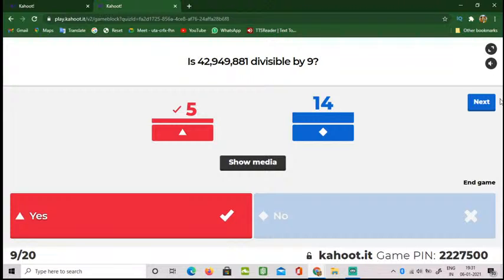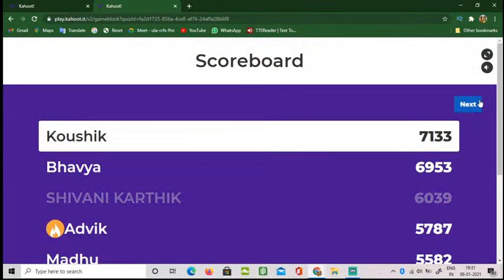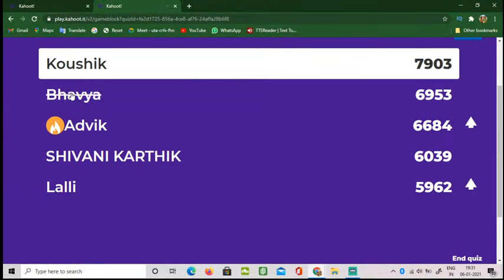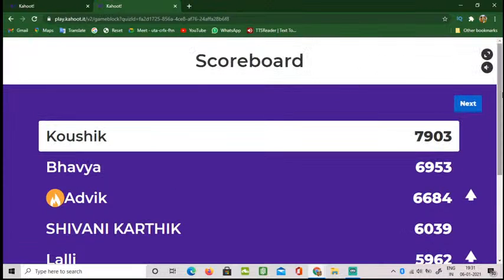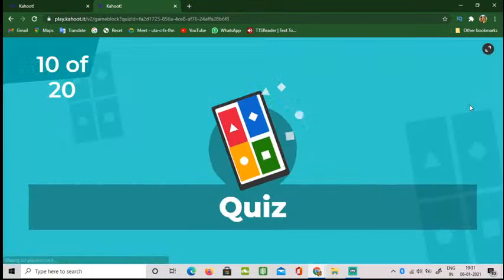And now let me go into the scoreboard. Now Advik has come to the third place. Now Shivani Karthik is in the fourth. Bhavya is in the second. I think Kaushik and Bhavya have been in the first and second places for a long time. And Lalli has come up onto the podium. So good job. And now let me go to the next question.